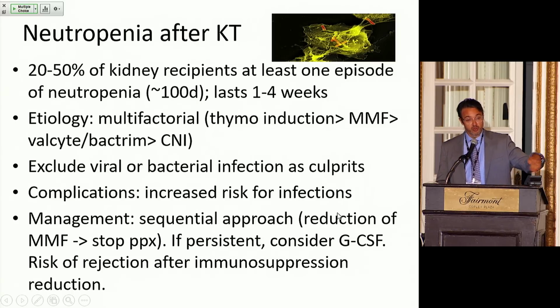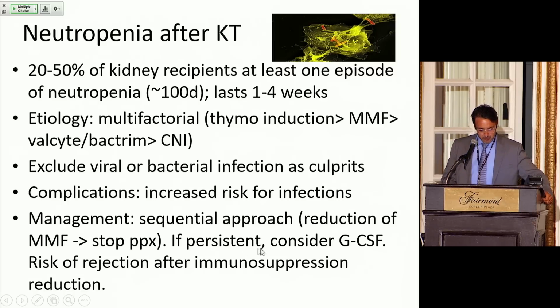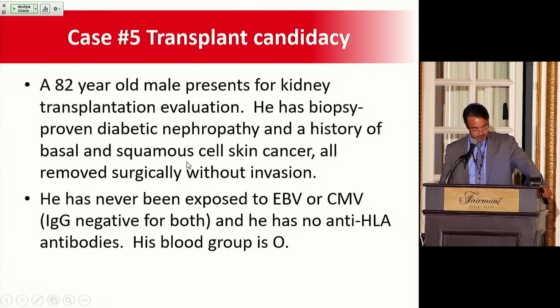But usually we start by reducing the mycophenolate and sometimes stopping some of the prophylactic agents. For example, for CMV, if they are on valganciclovir for prophylaxis, instead of doing prophylactic therapy, you may just monitor the CMV viral load to protect this patient from developing leukopenia. If it's persistent, you may then use GCSF, and there's no clear risk of rejection from giving GCSF, but for sure the low white blood counts and the immunosuppressant reduction may increase the risk of rejection.